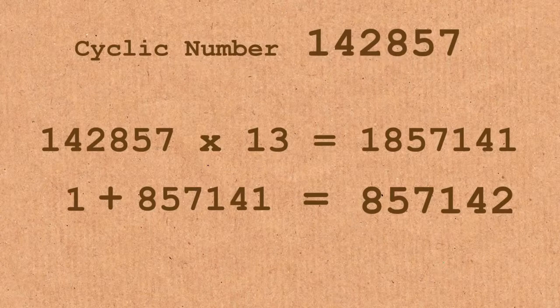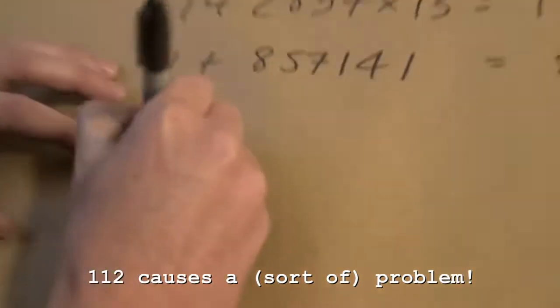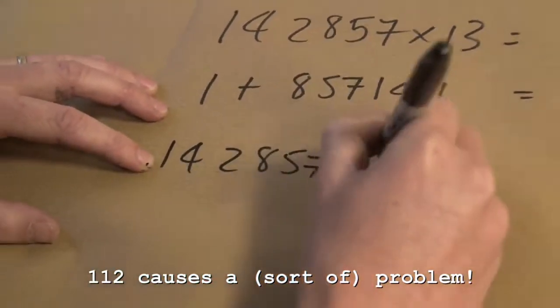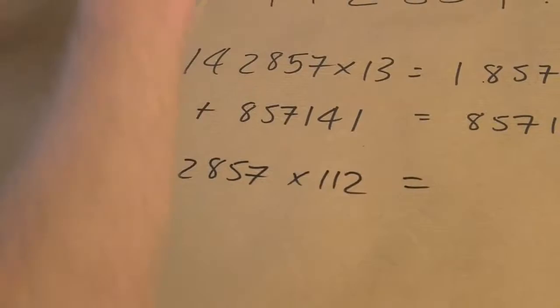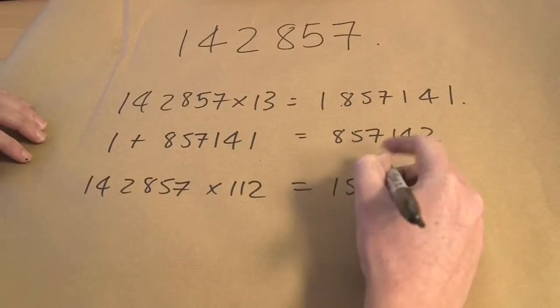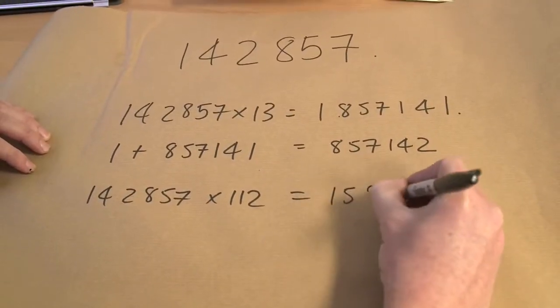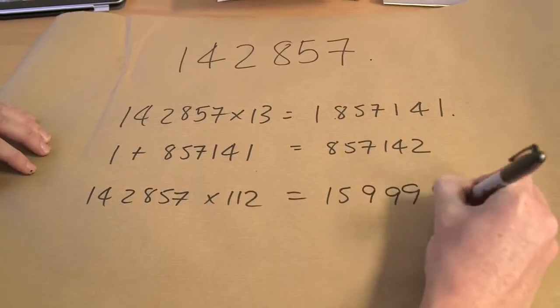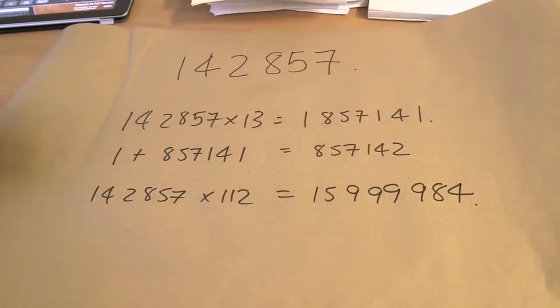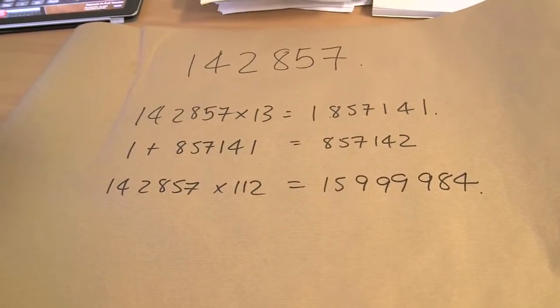Give me another number, Brady. 112. Very good. So 1, 4, 2, 8, 5, 7 times 112 equals... Right, let's do it. I noticed something about 112. You're a pain for choosing 112, but we see something else. 112, I think, must be a multiple of 7. In fact, it is.